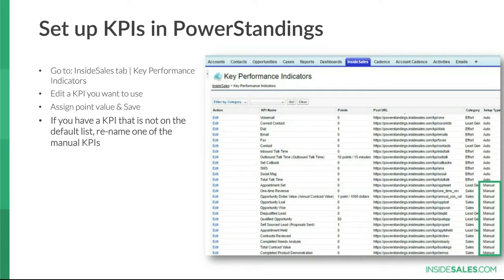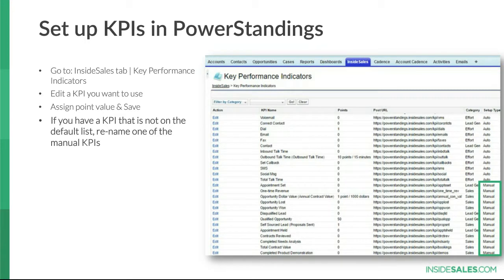Now you'll notice here on this screen, when you go to the Inside Sales tab, Key Performance Indicators, you're going to see 2 different types of KPIs. Here in the Setup type column, you can see you've got automatic KPIs and manual KPIs. All right, so the reason why this is important is because you might have a question. Hey, Stuart, thanks for this list of KPIs. My team actually has a KPI that is not on this list, and we need to track it. What do I do?